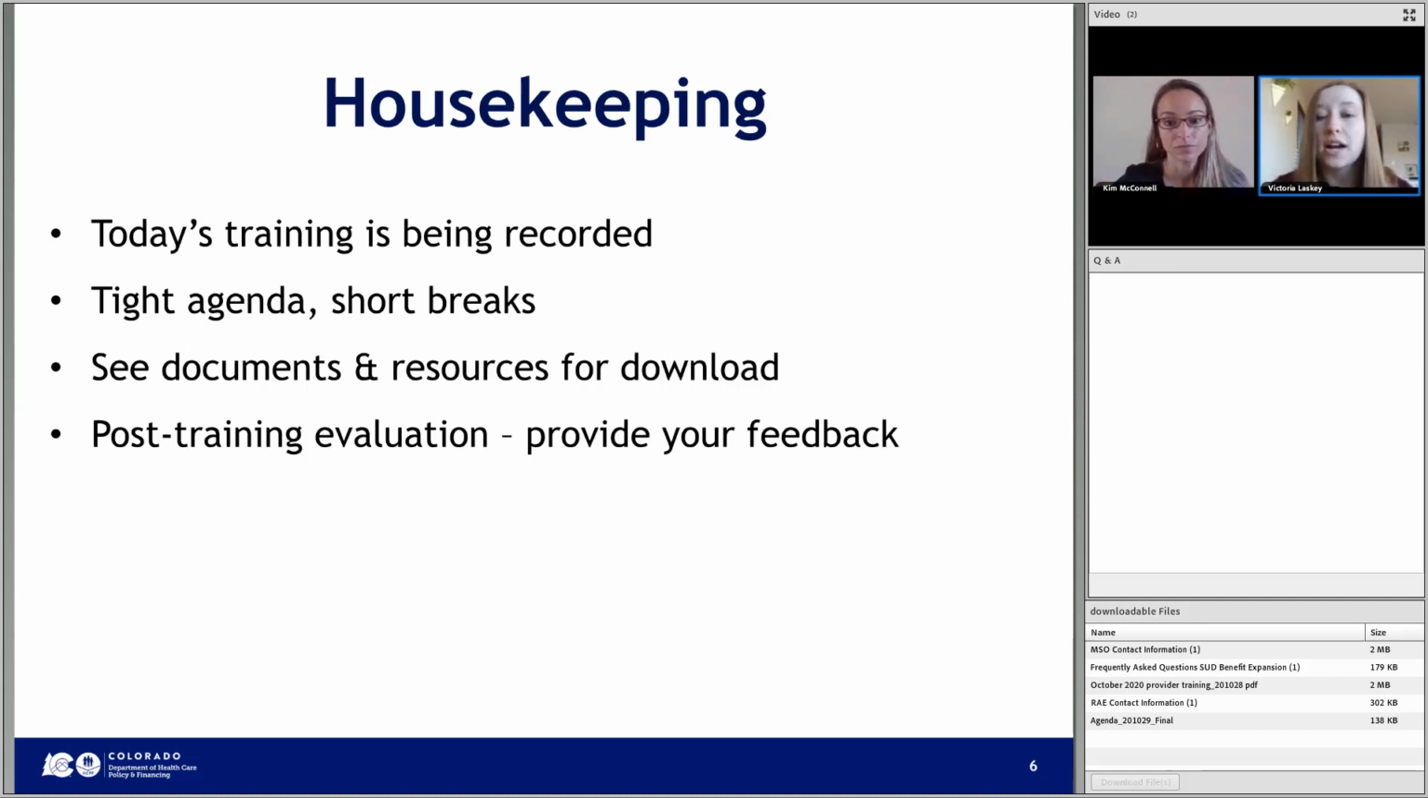You will notice a little box that says downloadable files. That is your goodie bag for attending the training today. What you will find there is our agenda, the presentation slides, contact information for the RAISE and MSOs, and the first version of our FAQ, which is also found on our webpage. After the training, you will be immediately directed to a survey to provide us some feedback.